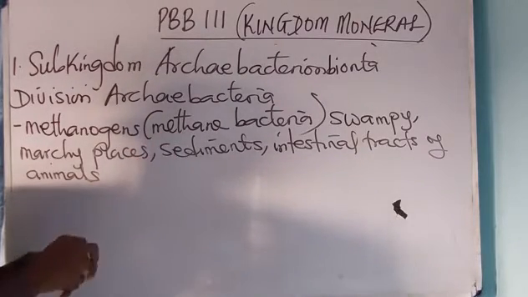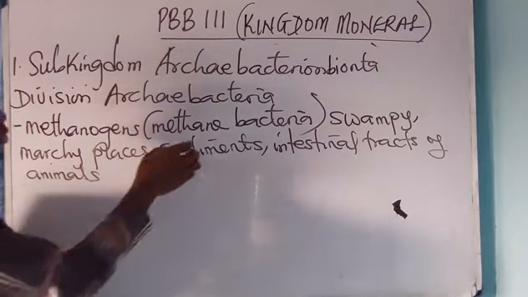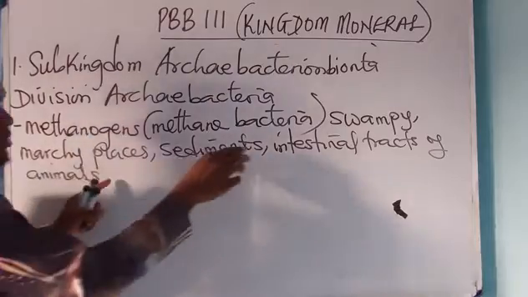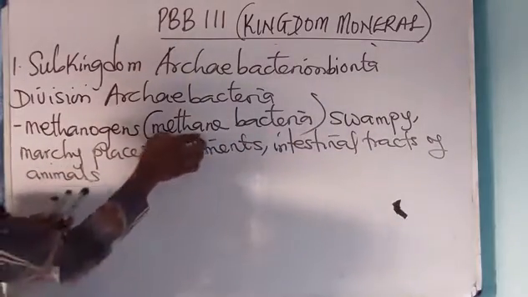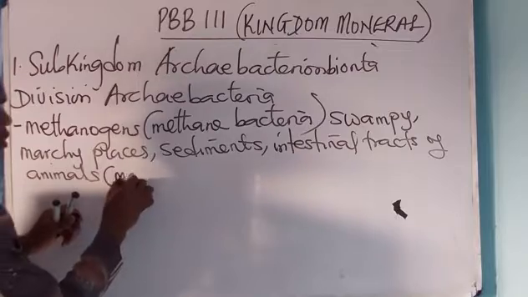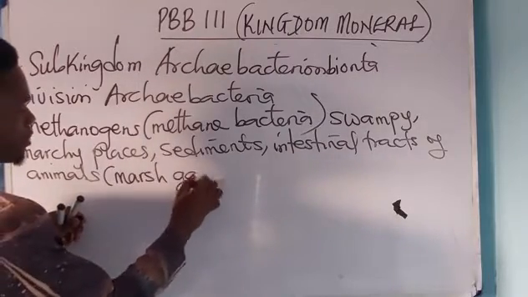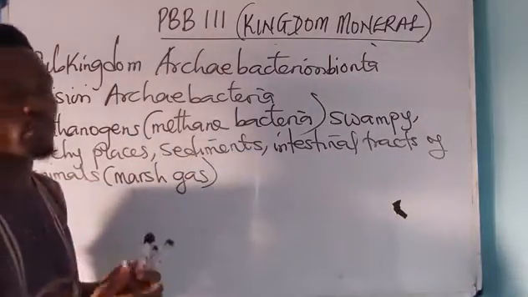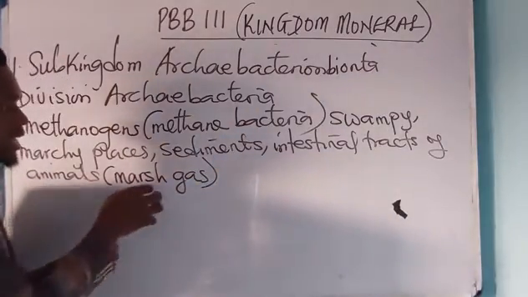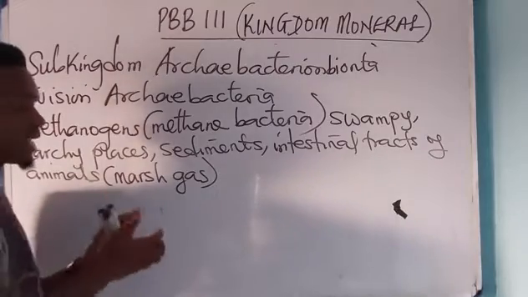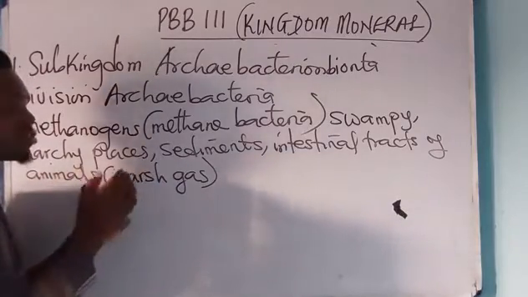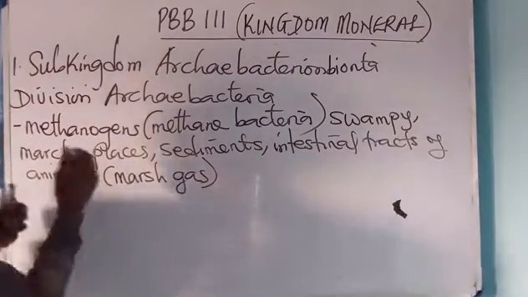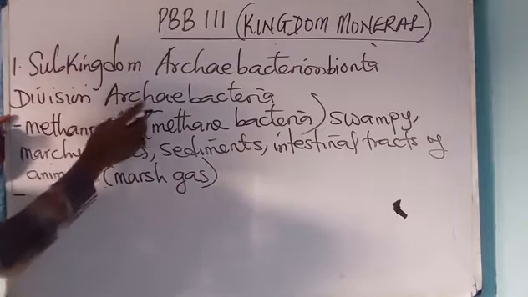Now these are bacteria that have the ability to produce what? Methane. Owing to the fact that they are found in marshy places or swampy places, this methane is otherwise called what? Marsh gas. Marsh what? Gas. And marsh gas or methane is the principal constituent of what? Cooking gas. It is very, very what? Volatile, and it is not toxic. It is not harmful, and it is what? Highly volatile.